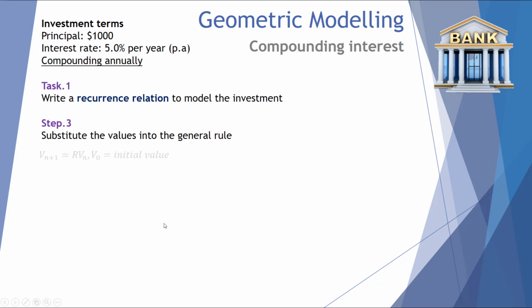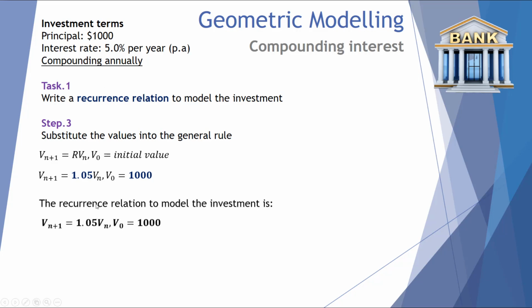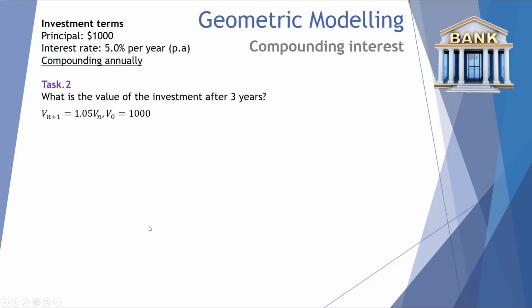So let's substitute this into our general rule. Here's our general rule. And now we have a rate of 1.05 with an initial value of $1,000, and that was our principal being invested. So the recurrence relation to model this investment is Vn plus 1 equals 1.05, the growth rate, multiplied by Vn, the previous term, with an initial starting value of $1,000. Task 2, what's the value of the investment after 3 years?